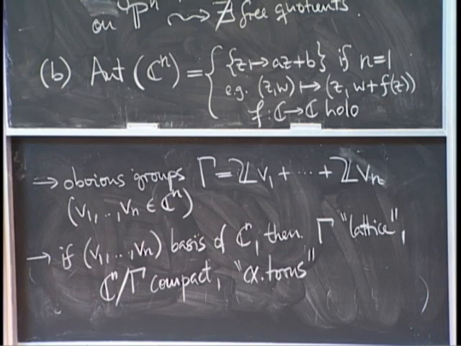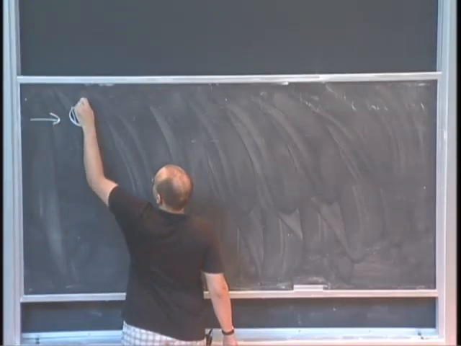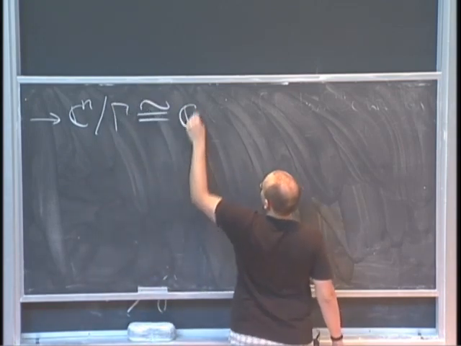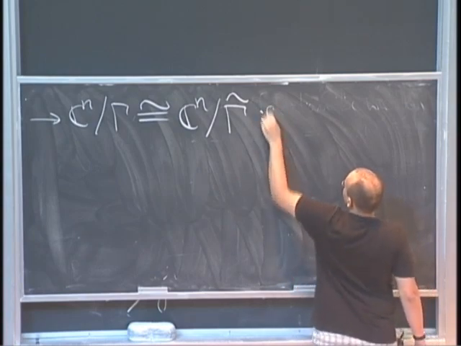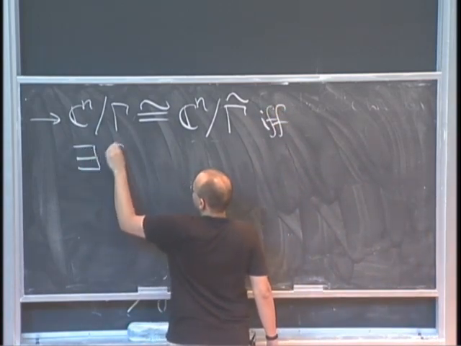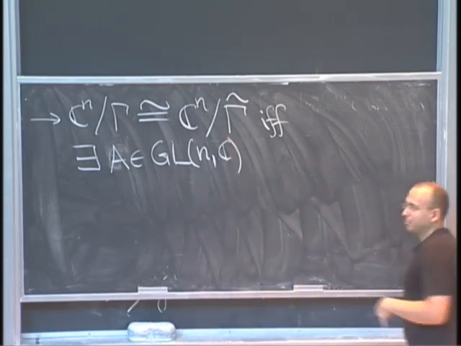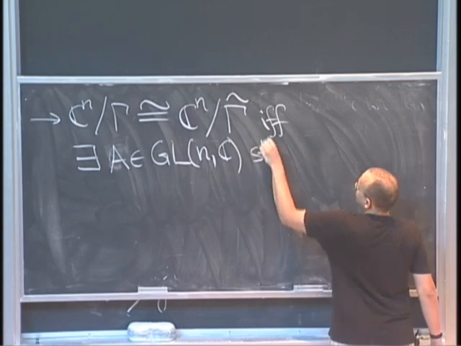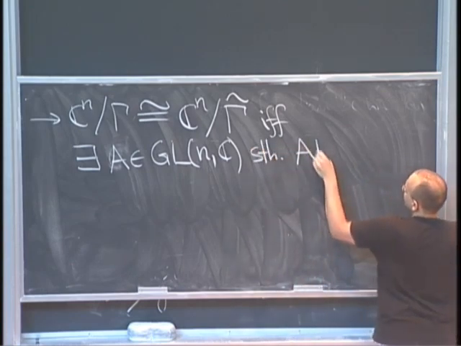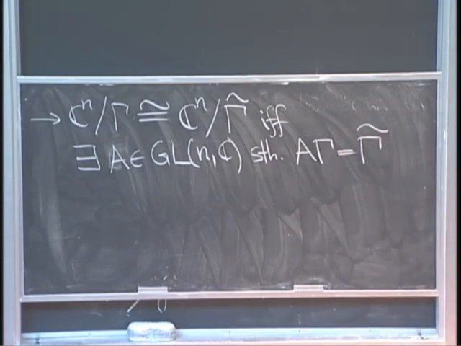It's a nice thing you can try to prove. Just to give you the criterion for when two complex tori are isomorphic: C^n mod Gamma is equivalent to C^n mod Gamma tilde if and only if there exists an invertible complex n by n matrix that maps the first lattice to the second lattice. So that's not too hard to see.